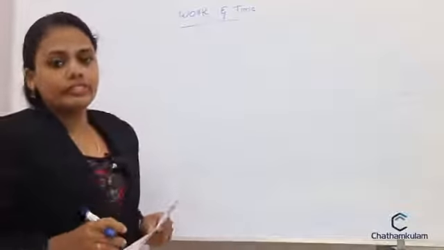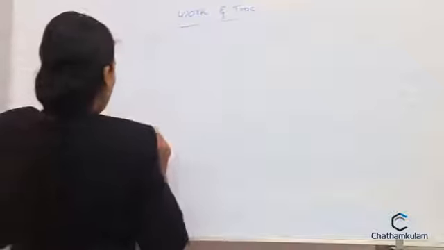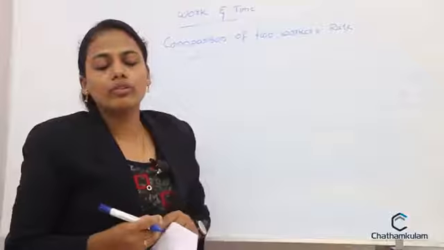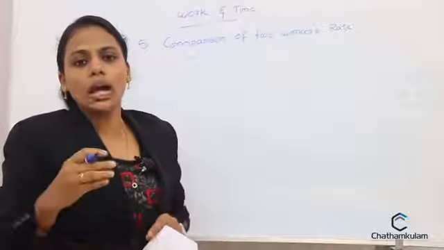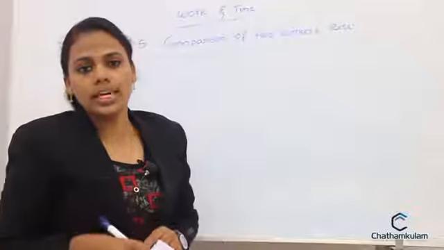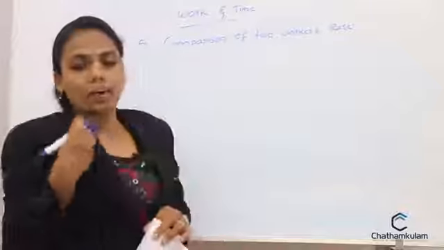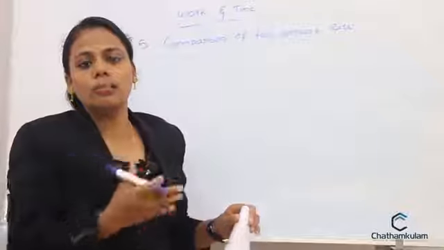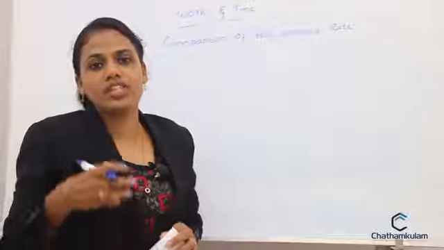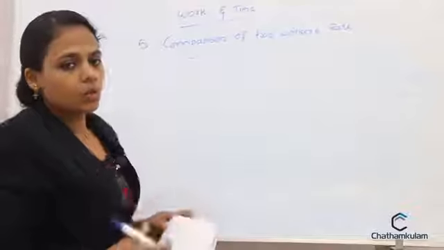So we will see the fifth rule of this kind of problems. Rule number 5, comparison of two workers' rates. Before that, in rule number 4 we discussed the combined work rate and combined working time. Rule number 5 explains how to compare both workers' working time, their working efficiency, and their work rate. We will see what these are under this rule.